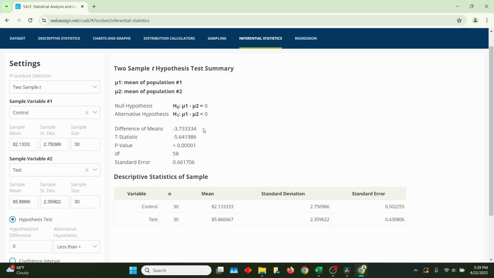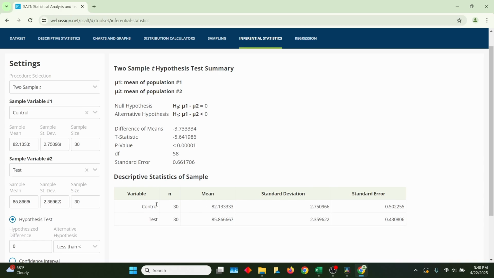They give us the difference of means. So this is how far apart our means actually are. And then we want to see if that's a statistically significant difference. They give us the t-statistic, which is like how many standard deviations the means are from each other. And then here's the p-value for our data, and it's very small. It's less than 0.00001, so it is less than our significance level, our alpha value.